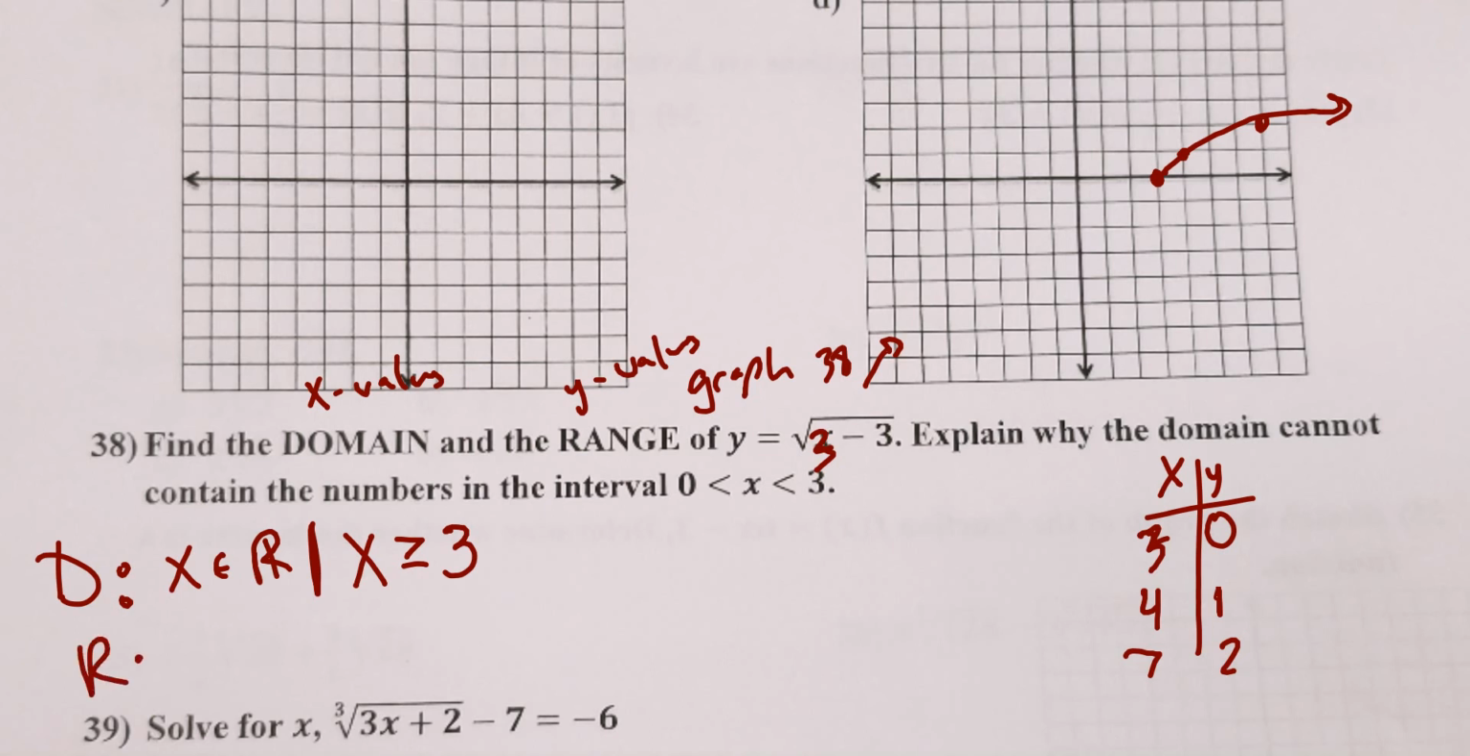The range is y is in the reals such that y is greater than or equal to 0. So if I look at this graph, it goes to the right forever. That's why it's greater than 3. It does not go to the left forever. It stops at 3. That's why it always has to be bigger than 3. Y is up and down. The graph goes up forever. It does not go down forever. There's nothing lower than 0, which is why I say y has to be greater than or equal to 0.